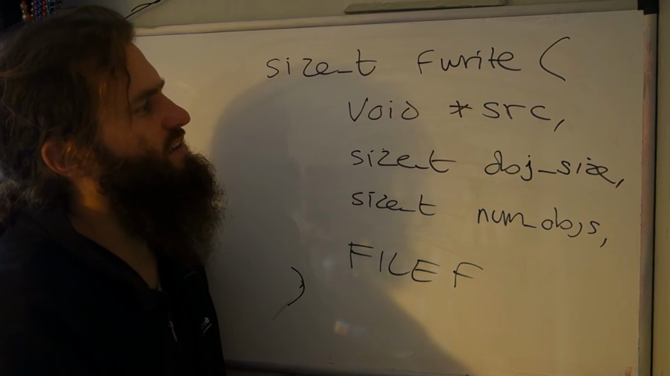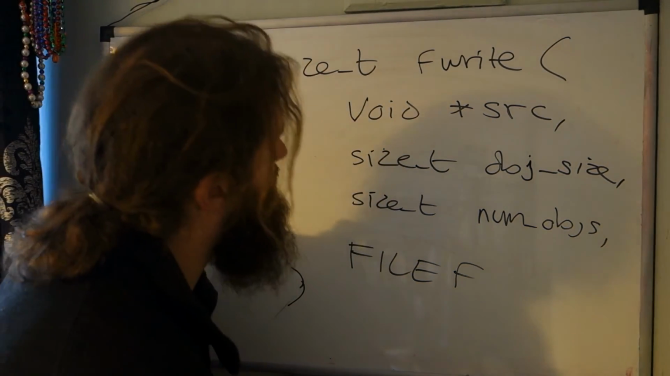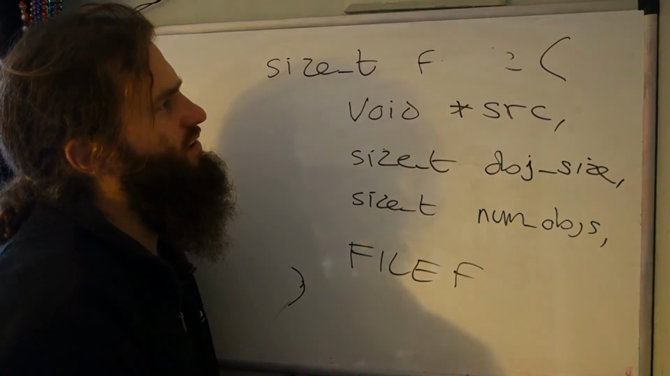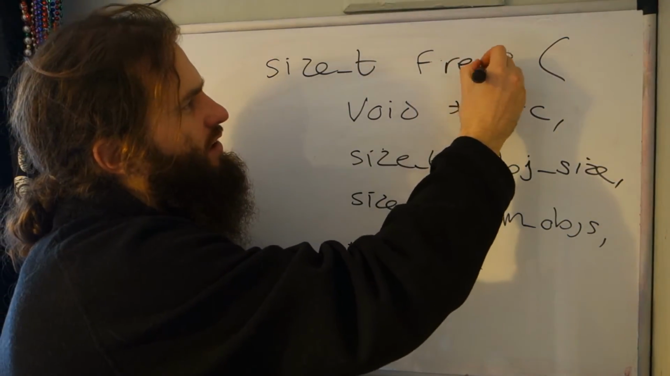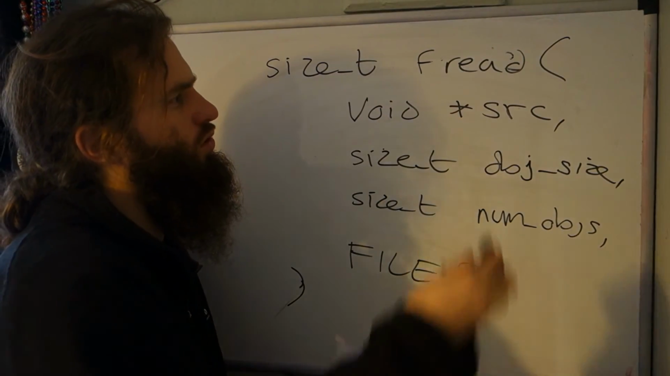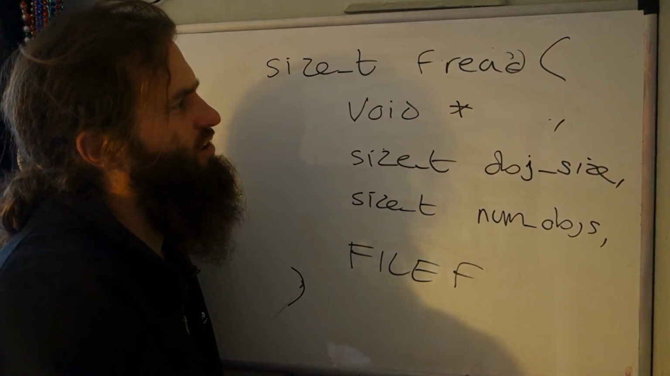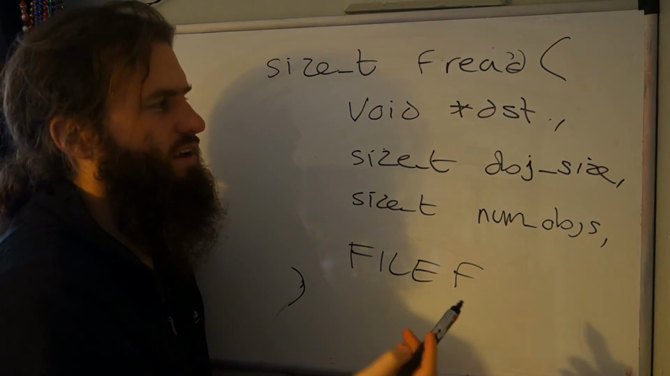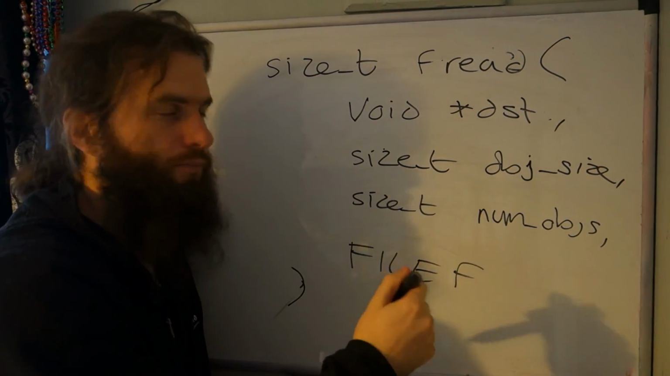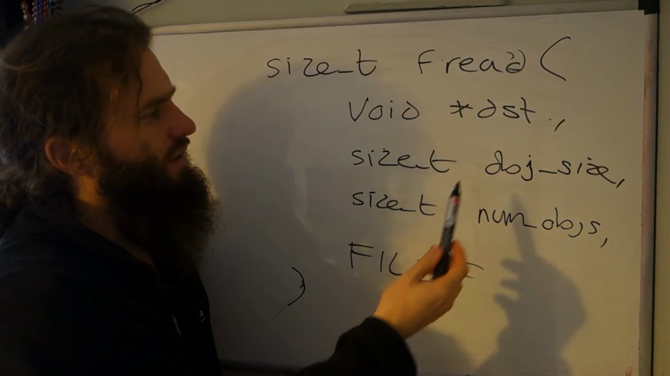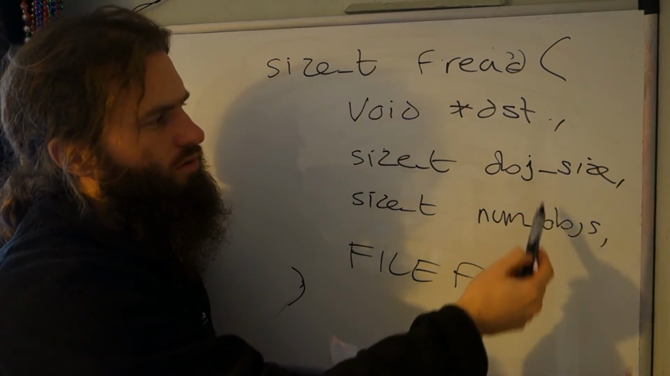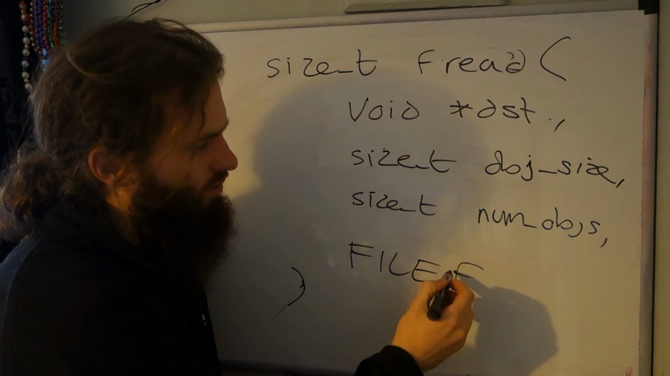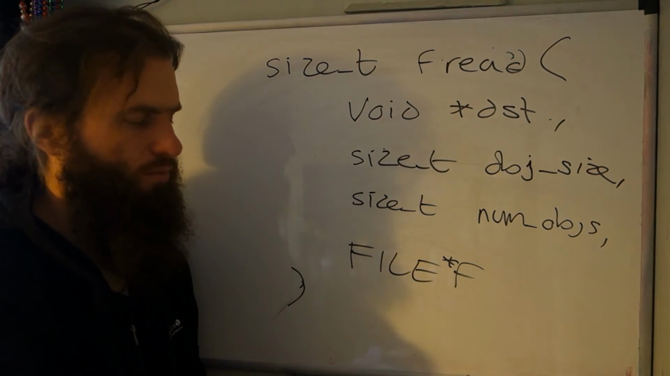fread is the analog of this, or the dual of this, and it's like this. Instead of source, we have destination. The thing that we're reading from the file, where do we put it? We put it to here, and then again we need to know how many bytes we're reading, and then the file that we're reading from. Sorry, that's obviously file pointer.